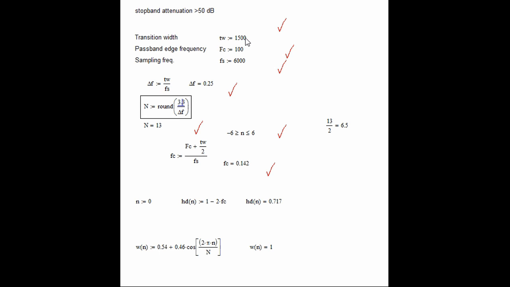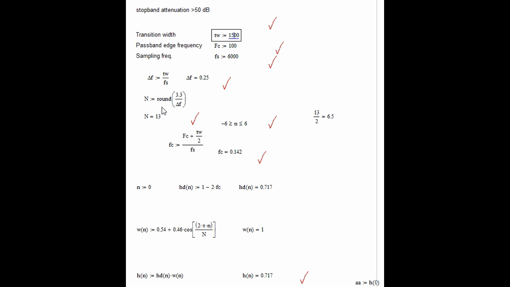So make sure your transition width, if they give you something else, just tweak it a bit, so that it's still in specs, but that it rather gives you an odd number there. So now you've calculated the n size. The next thing is to calculate FC.